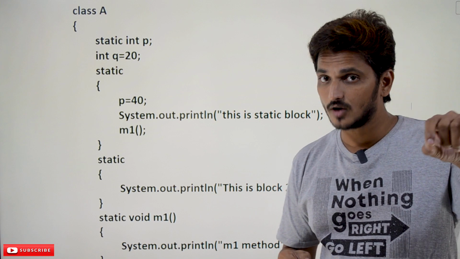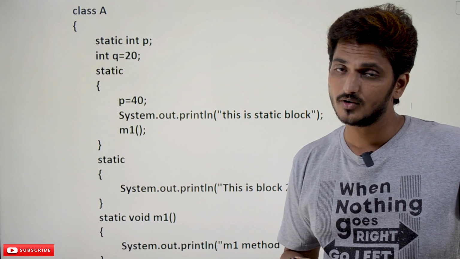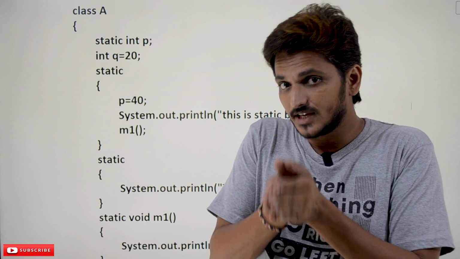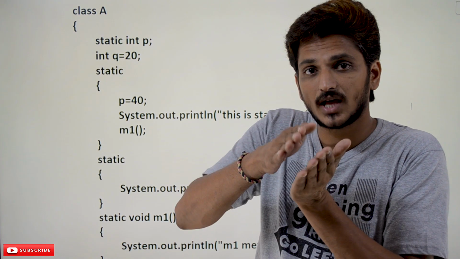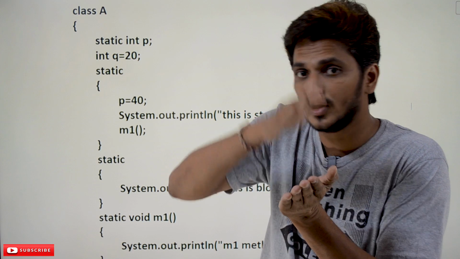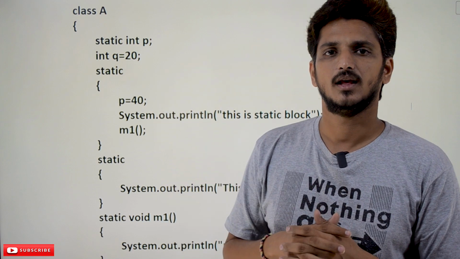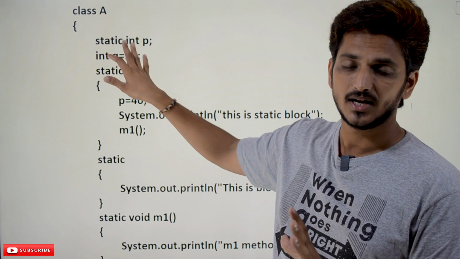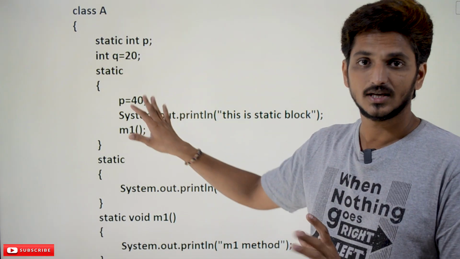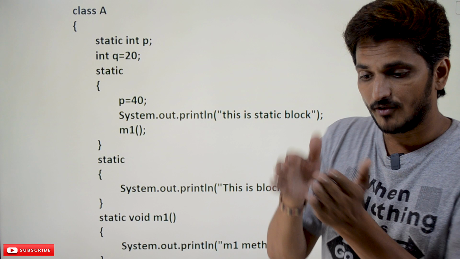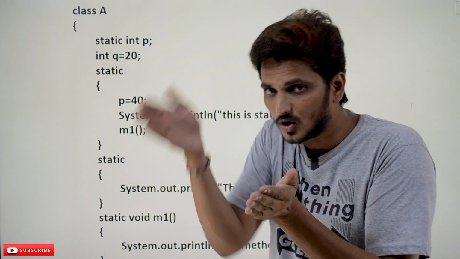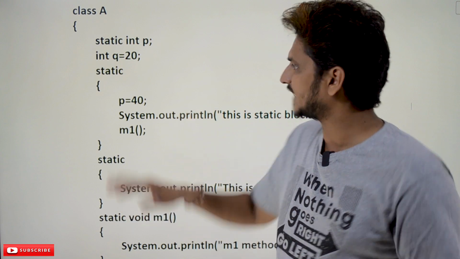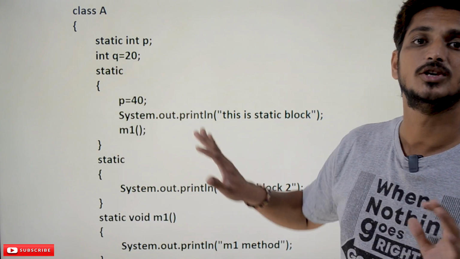So the point you have to understand, in our previous classes, what we have discussed: memory is allocated for static variables whenever this class is loaded into the random access memory. Similarly, static blocks are executed whenever this class is loaded into the random access memory. Immediately the static block is going to be executed.